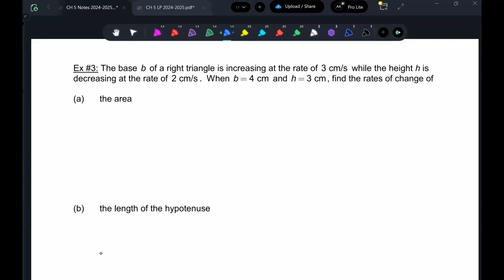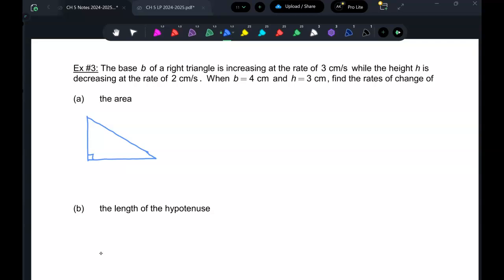Okay, the base of a right triangle is increasing at the rate of 3 centimeters per second, while the height h is decreasing at the rate of 2 centimeters per second. When b equals 4 centimeters and h equals 3, find the rates of change. Okay, so let me just write down first. I'm just going to draw a right triangle here, okay?